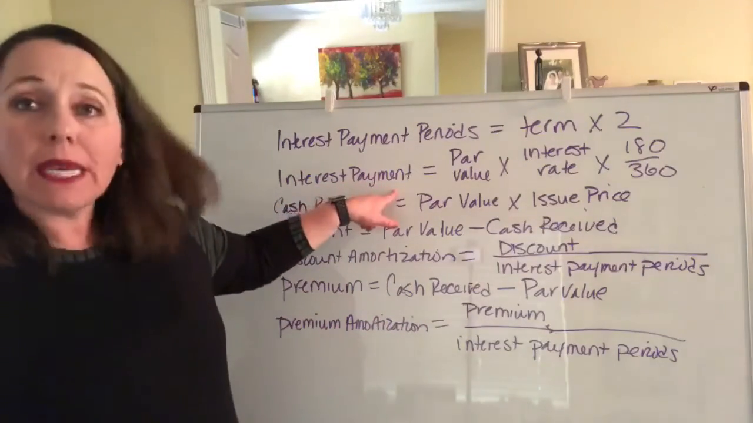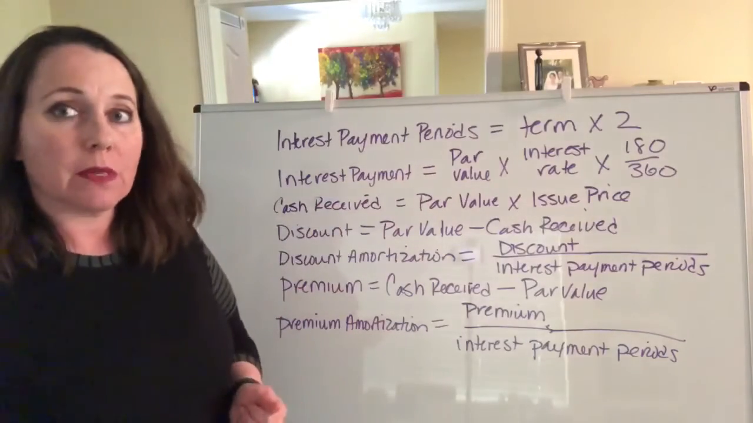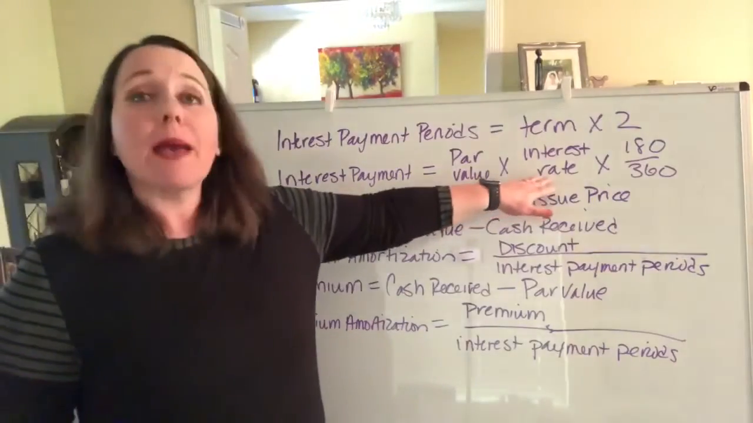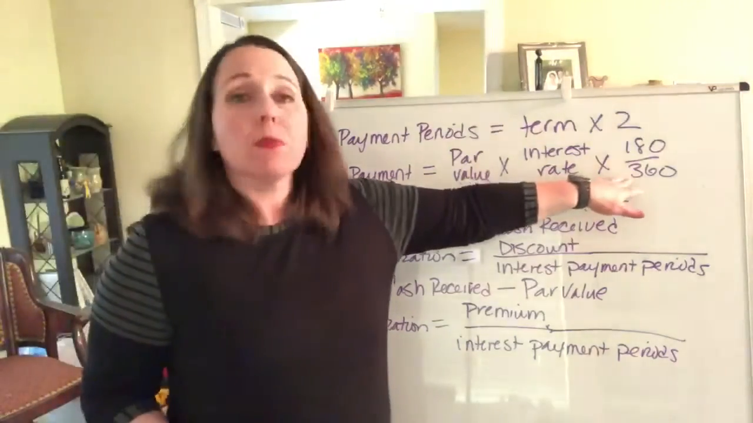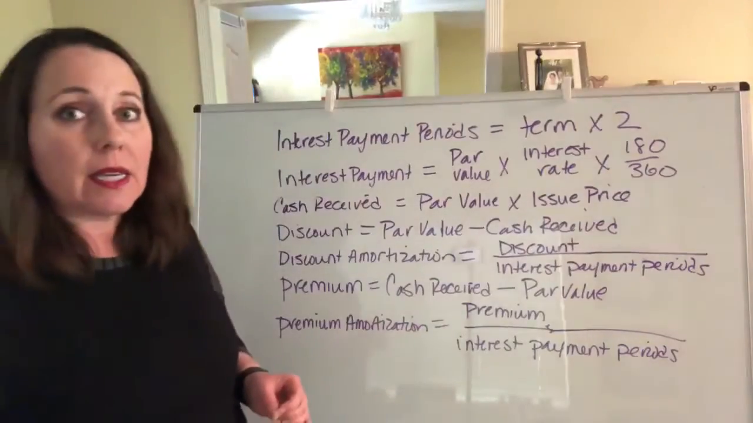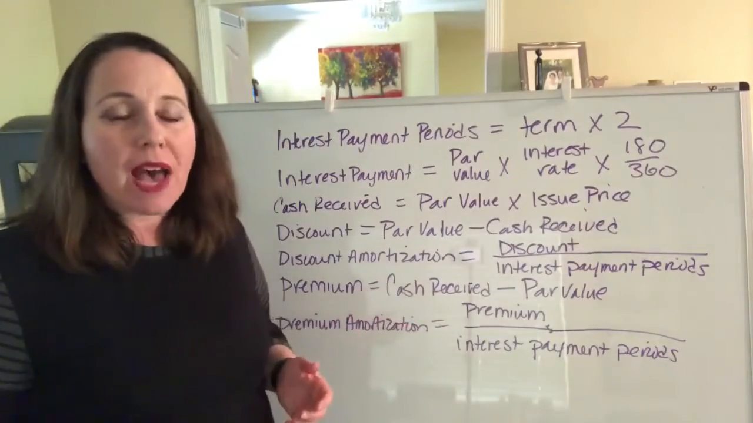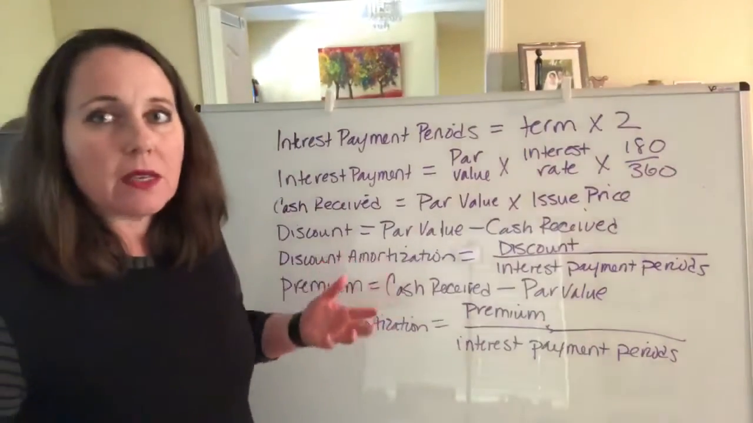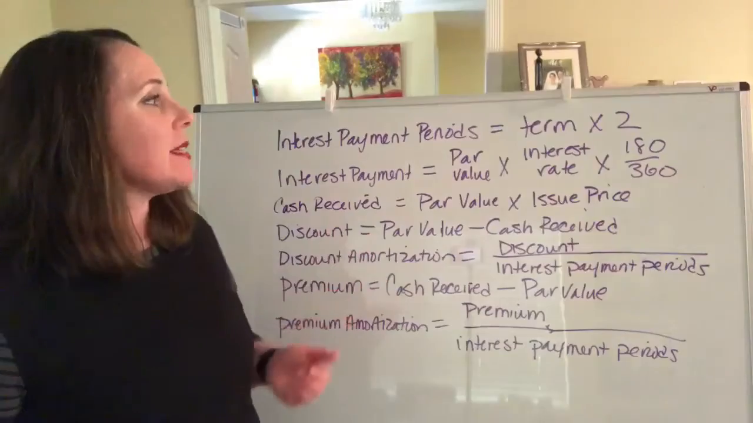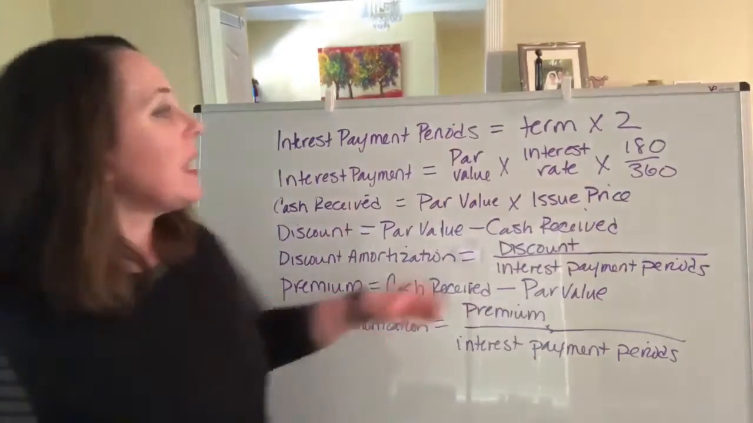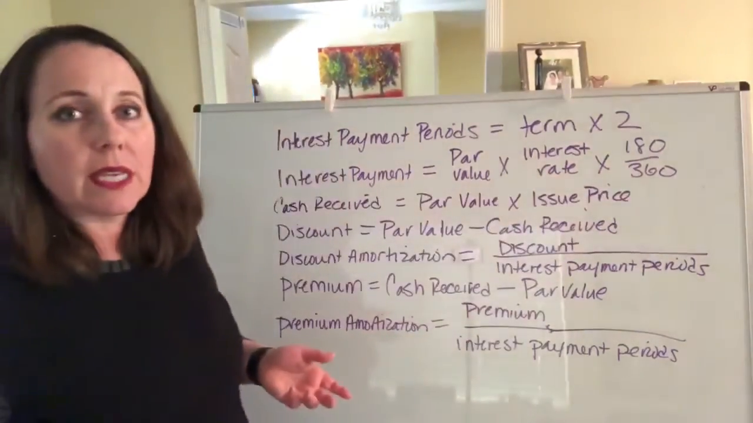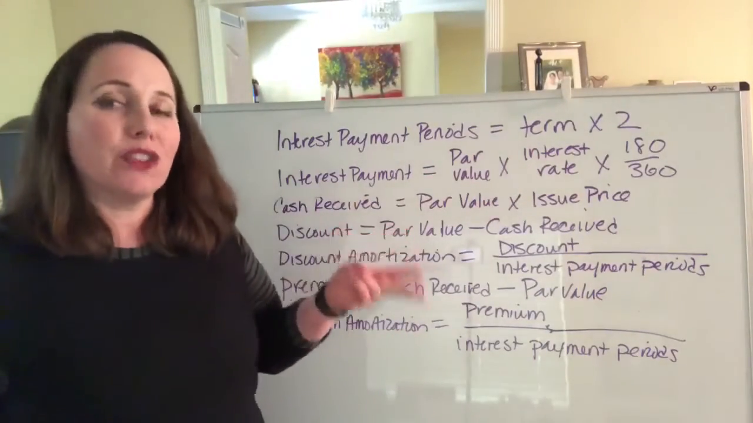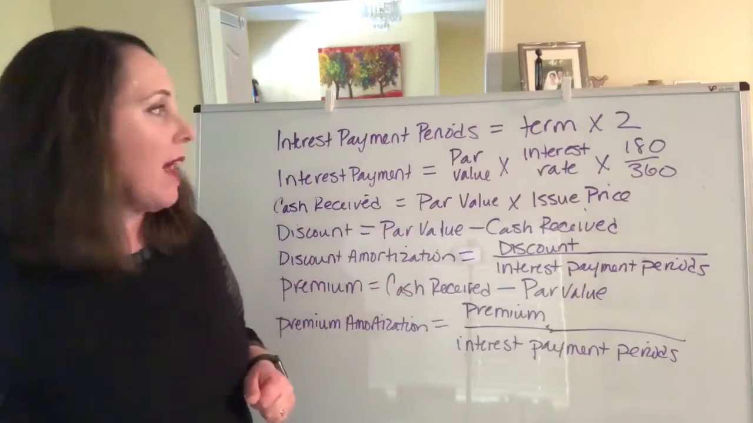Our interest payment, that's the amount of cash we're paying every 6 months, is calculated by taking par value, we multiply by the interest rate, and then we multiply by 180 divided by 360. If you want to just do times 0.5, that's fine as well. I like to keep the 180 over 360 just because it signifies that we are paying twice a year. And that's why we have to multiply it by 180 over 360, because the interest rate is an annual interest rate, but we're paying interest twice a year. So we just have to split the amount in half.